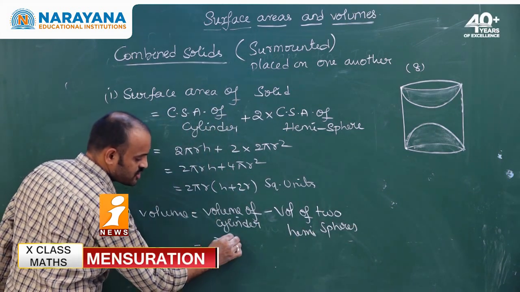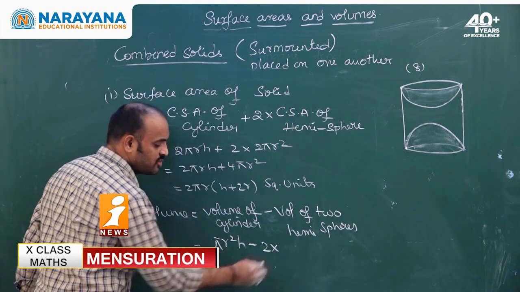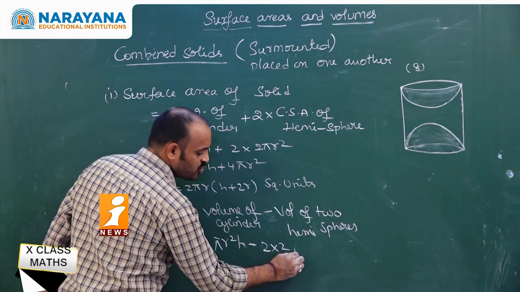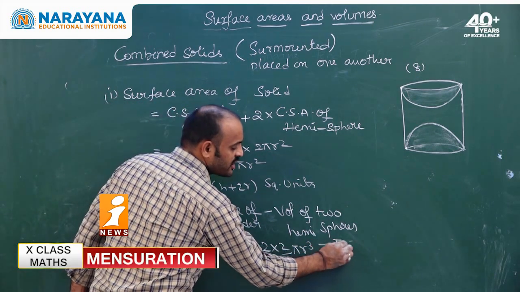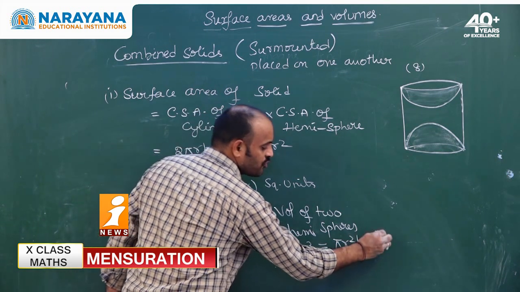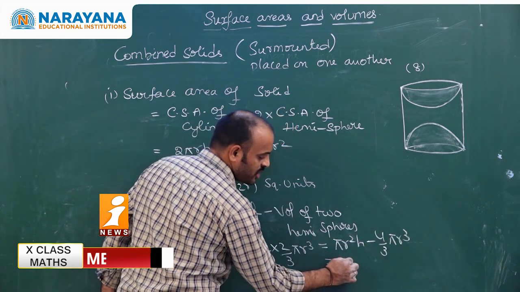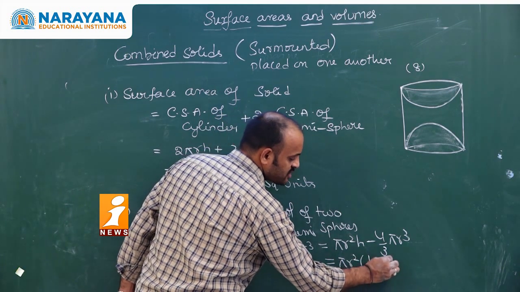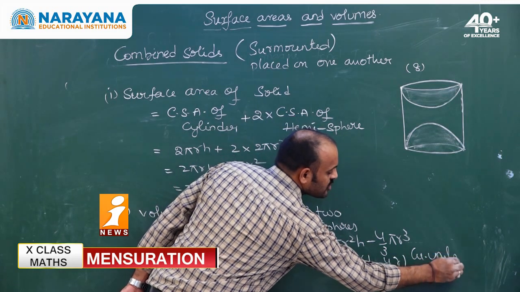So what is the volume of the cylinder? Pi r square h, minus the volume of two hemispheres, which means 2 into the volume of a hemisphere, 2 by 3 pi r cube each. Therefore, pi r square h minus 4 by 3 pi r cube. I'll take pi r square common. Pi r square into (h minus 4 by 3 r) cubic units.